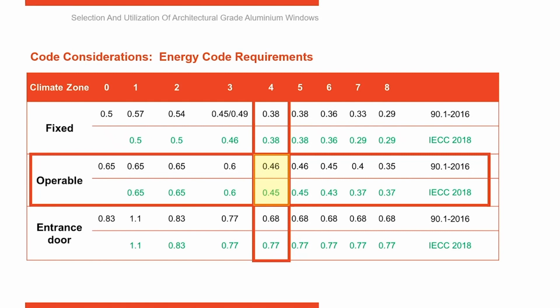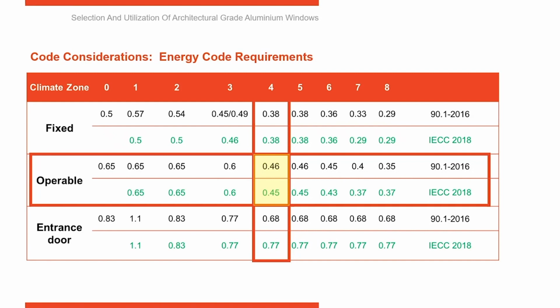So over on the far right, you can see in green, I have International Energy Conservation Code. So if we follow that to the intersection of zone 4 with operable, if we're following IECC, then our operable windows can have a maximum U factor of 0.45. Then above that is ASHRAE 90.1. So if we're following 90.1, it says that the maximum U factor of the operable frames has to be no more than 0.46. So when we talk about the operable unit, that's a combination of the glass and the frame.